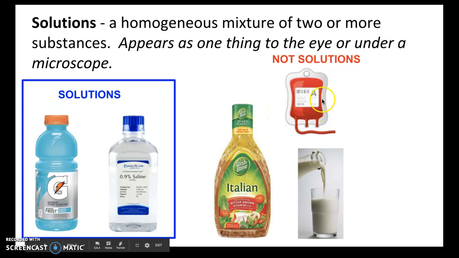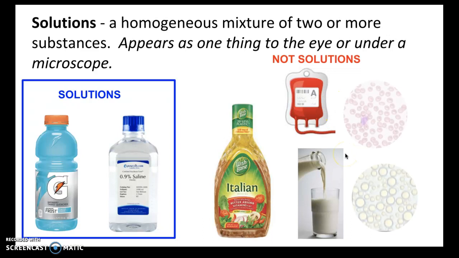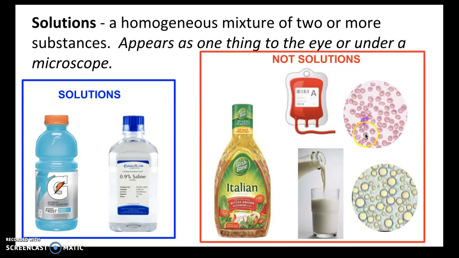2 other things that are not solutions are blood and milk. Even though they look the same with your eye, if you look at it under a microscope, you can see the red blood cells and the white blood cells. For milk, you can see like sort of these fat and protein globules. So these are not solutions.